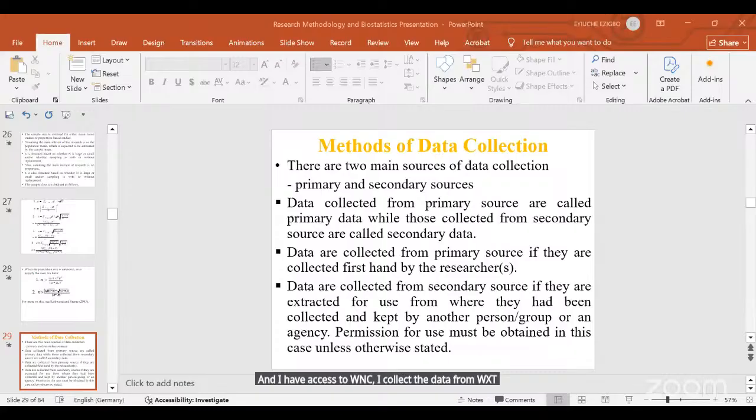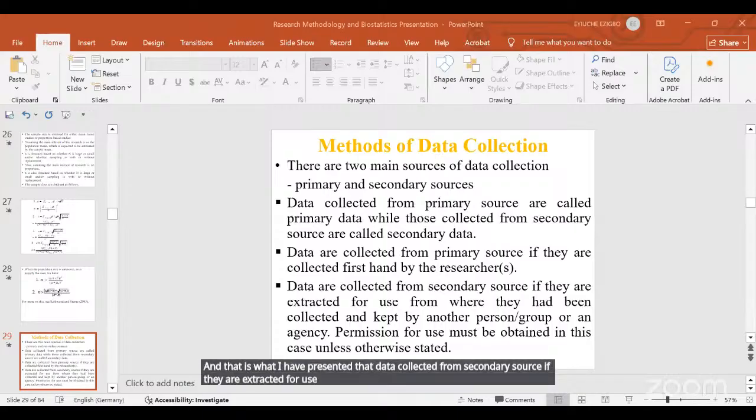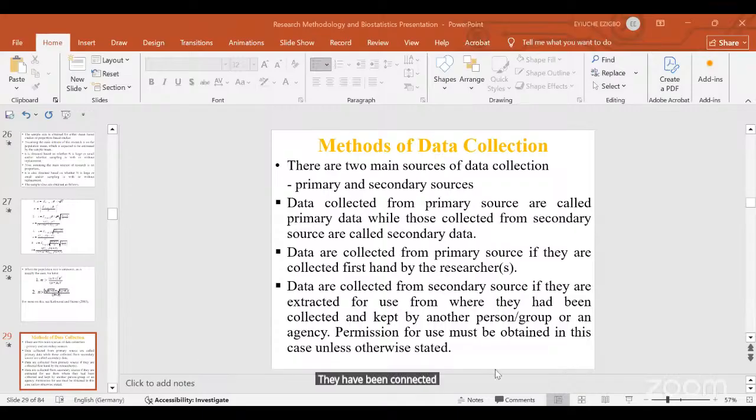so the data I have collected is ready-made. You understand? It is ready-made. Notwithstanding the fact that it is ready-made, I did not collect it myself, and as a result, it is not primary data. Therefore, it is secondary data because I collected it from an already existing source. I hope it's clear. So that is what I have presented: data collected from a secondary source, extracted for use from where it has been collected and kept by another person or group or an agency. Such we know as secondary data.